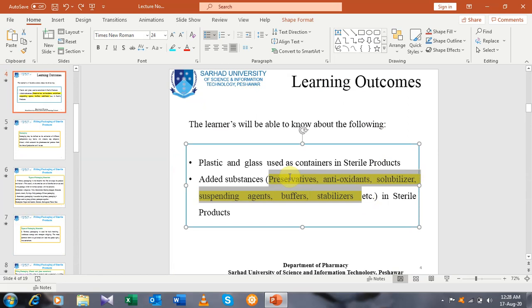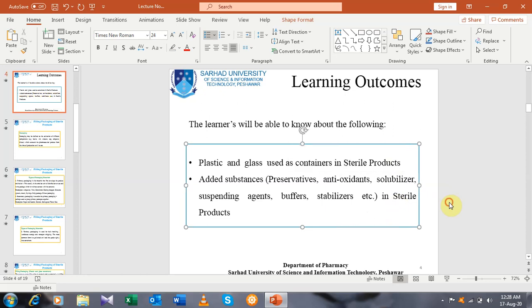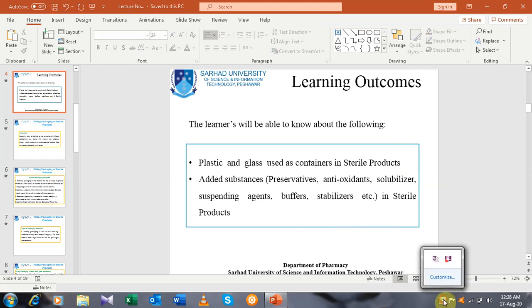In today's topic we have discussed the plastic and glass used as containers in the sterile products. And after that we have discussed the formulation of the sterile products. What are the formulation ingredients?